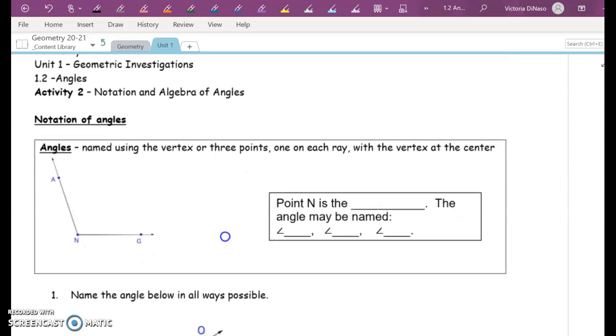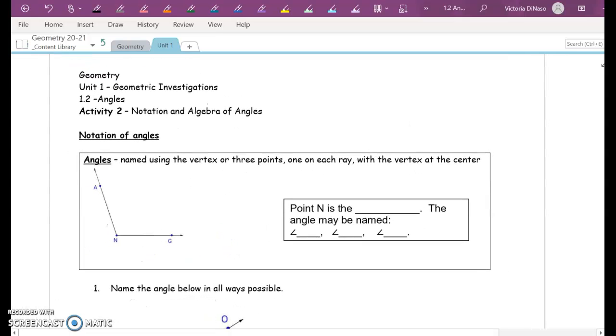In this next activity, we're going to talk about the notation of angles. An angle is named using the vertex or 3 points, one on each ray with the vertex at the center. So point N is known as the vertex. I'm going to highlight point N right here, and this is called the vertex. This angle can be named using the vertex, so we can call this angle N.